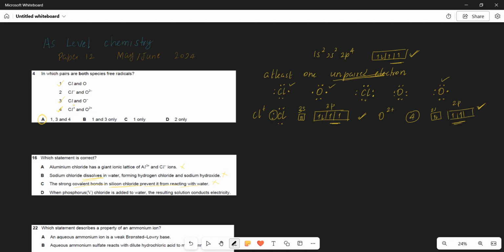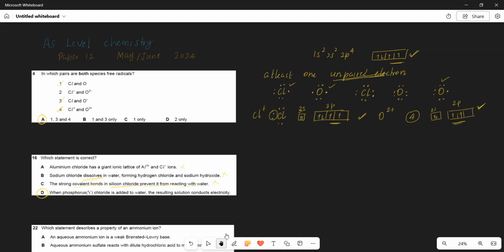Obviously D will be correct. I know that phosphorus pentachloride, when added to water, results in HCl, which can dissolve and dissociate in water, and it can conduct electricity. So D is the right choice.